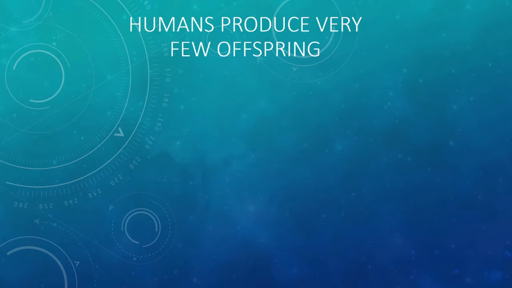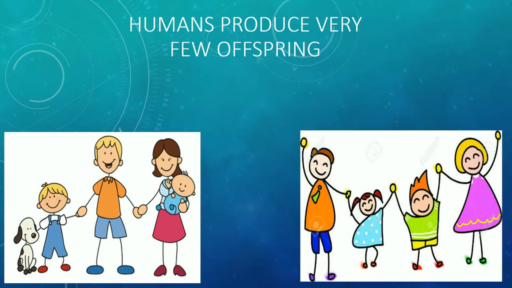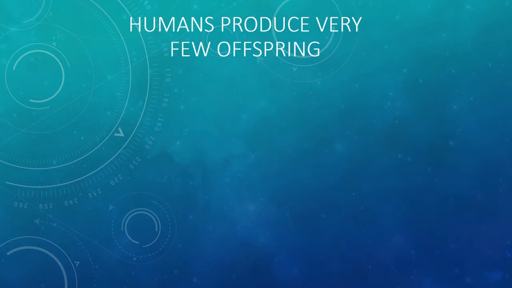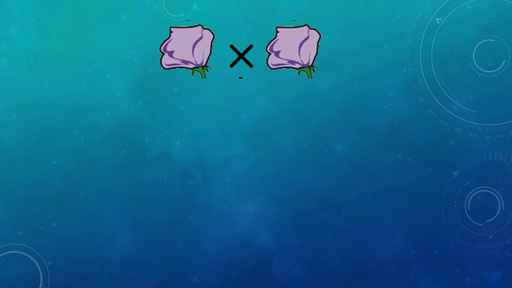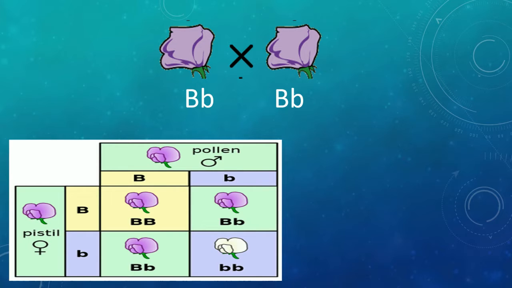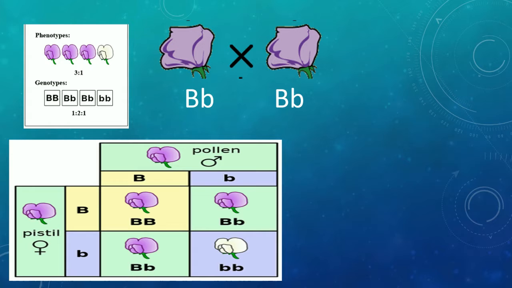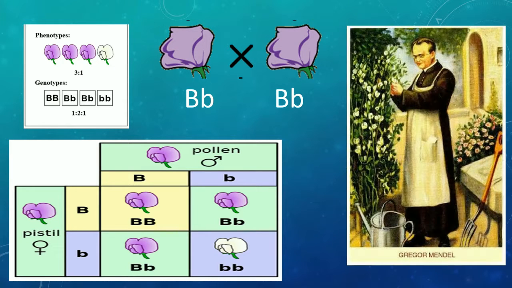Compared to the progeny that can be counted in a single cross with peas, humans produce very few offspring, and this usually represents only a portion of the genetic combinations that exist. If two heterozygous pea plants are crossed, 3/4 of the offspring will express the dominant allele B, while the recessive allele will be expressed in the remaining 1/4 of the progeny. Mendel was able to count hundreds and sometimes thousands of offspring from such a cross and to record progeny in all expected phenotypic classes, establishing a ratio of 3:1.